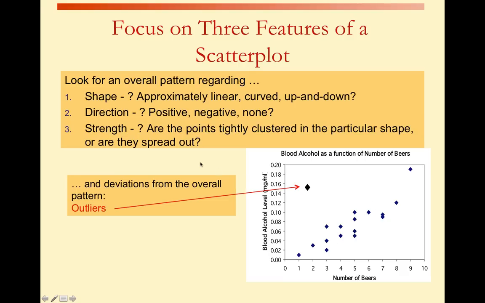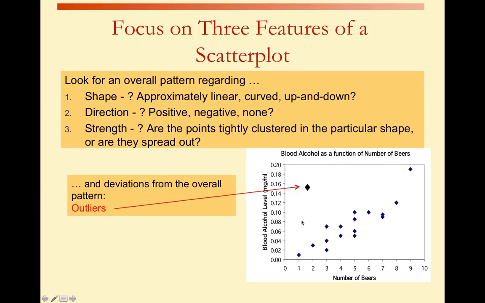We also look for the strength, and the strength is sort of related to how tightly clustered or how packed together the points are. In this case you can see they are fairly closely clustered together, more or less between a band that goes from here and there. So if you imagine a little belt here, the size of the belt would be sort of a measure of how strong or how weak it is. If the data was spread out all over the place, then we'd say it was kind of weak.